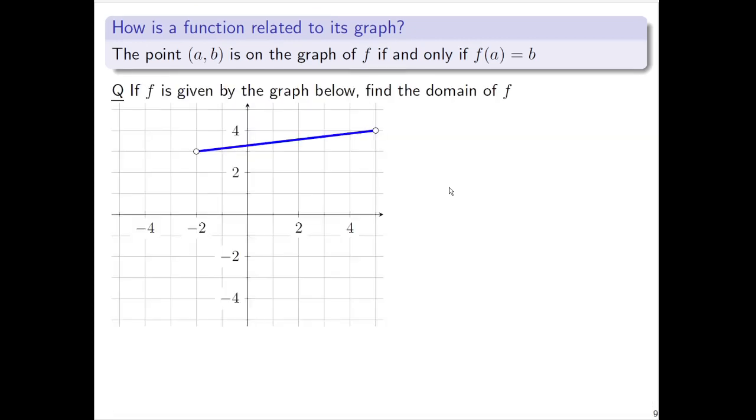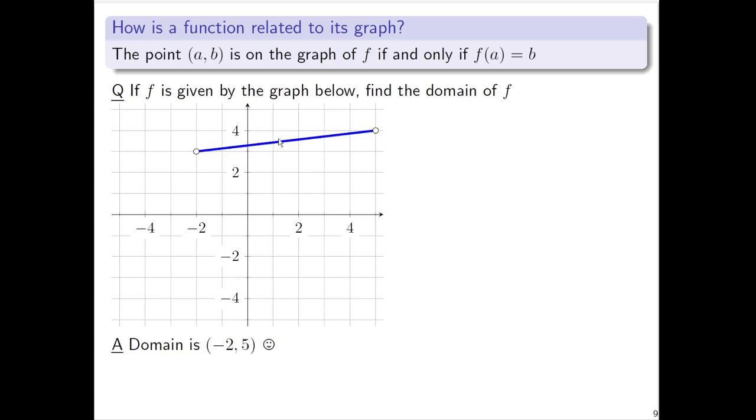Okay, let's do another one. If f is given by the graph below, find the domain of f. Now this, remember, domain is about all of the inputs that are valid. And the valid inputs are the x values. So we're looking at this graph of a function. So it's all the points between this hollow dot and this one. Just don't include these dots, but everything in between, all those points count. And so the domain is -2 to 5.